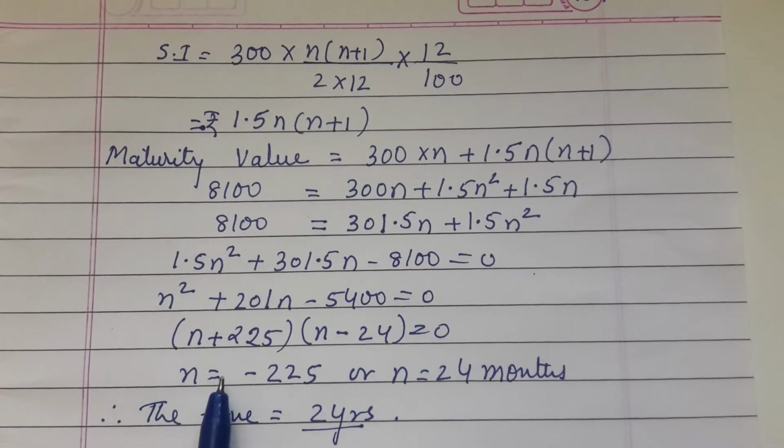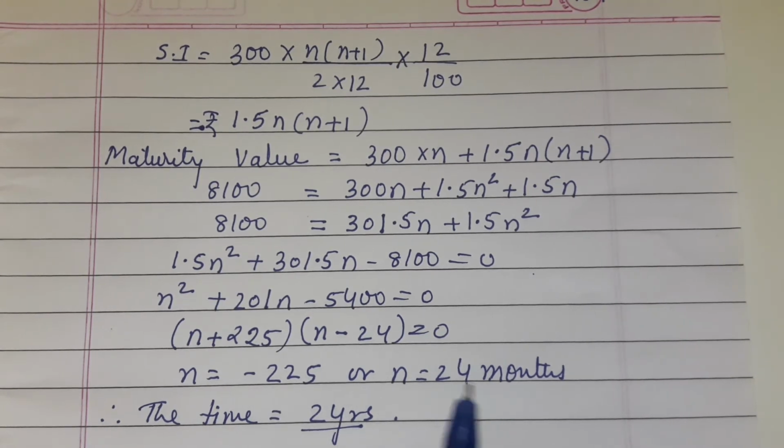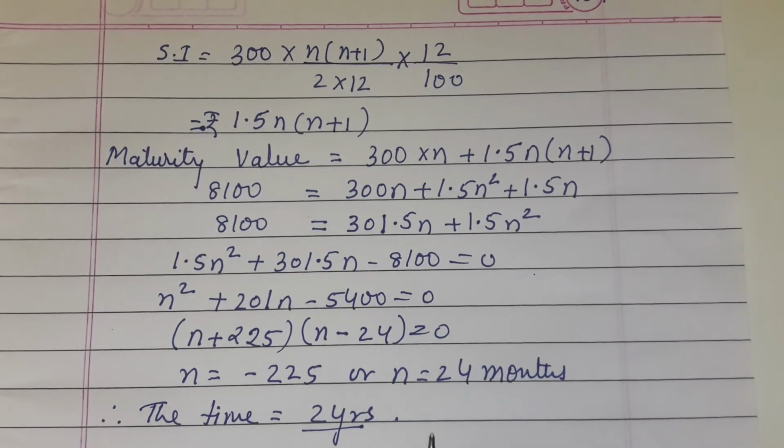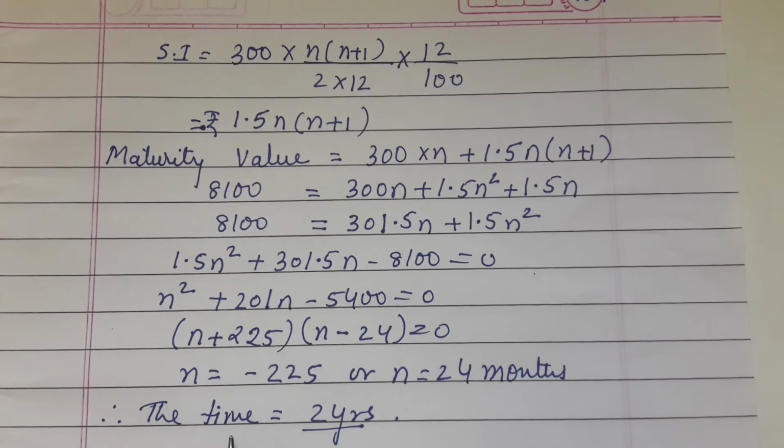n is equal to minus 225 or n equals 24 months. Minus value we will not take, positive value we will take. Therefore n is equal to 24 months. We want time in years, therefore time is equal to 2 years.